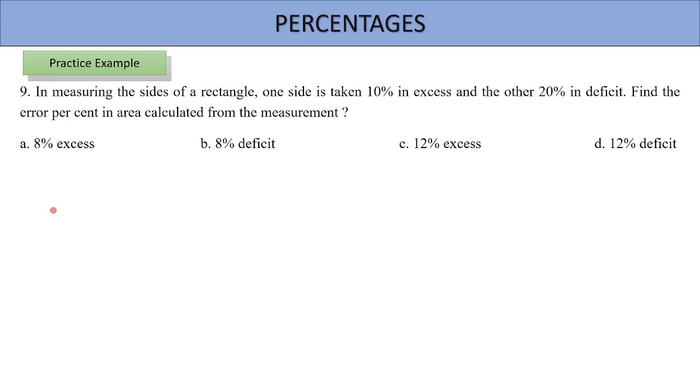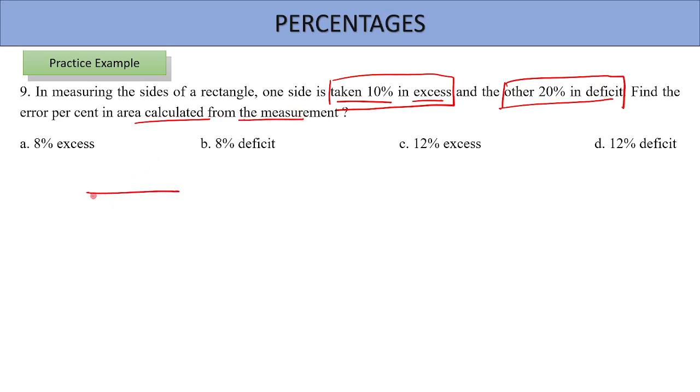In measuring the sides of a rectangle, one side is taken 10 percentage in excess, and the other is taken 20 percentage in deficit. Find the error percentage in area calculated from the measure. So consider a rectangle. It has two equal opposite sides, breadth and length. So I will assume my breadth as 10 and my length as 20.